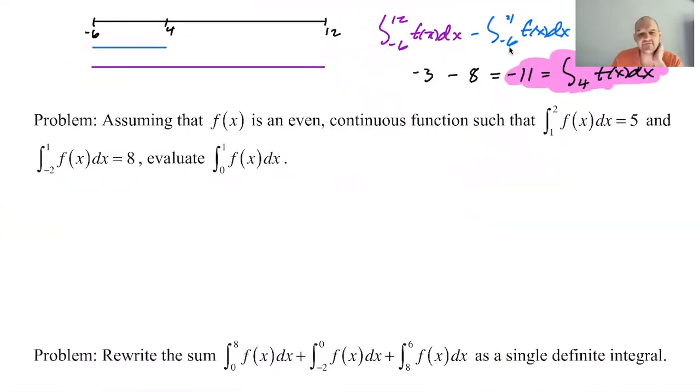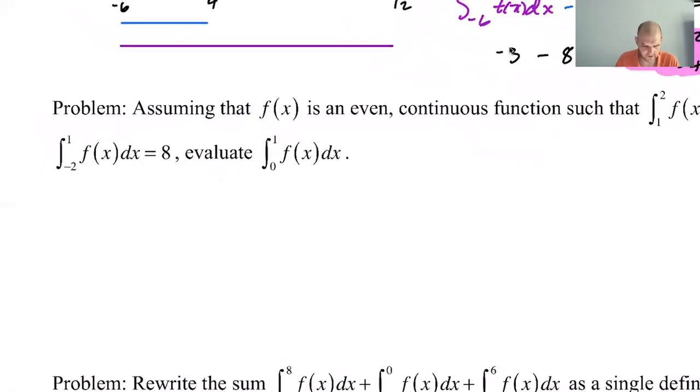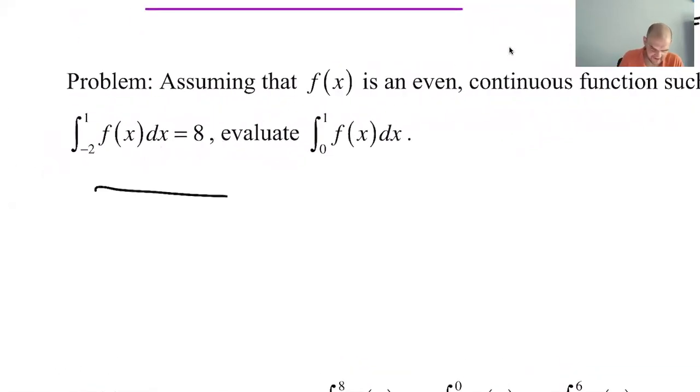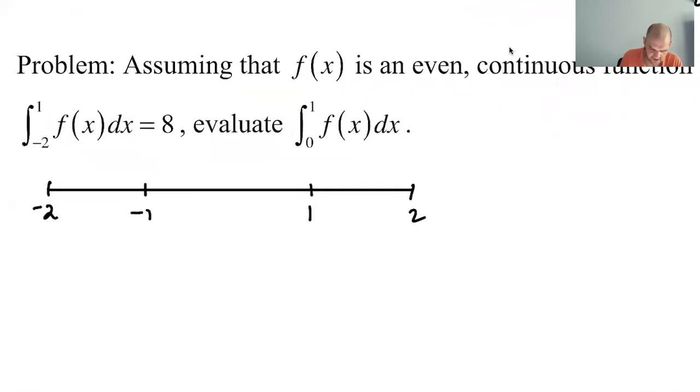Assuming f of x is even, so they're like puzzles, and I love that. f of x is an even, continuous function, such that the integral from 1 to 2 is 5, -2 to 1 is 8, and we want 0 to 1. All right, so I'm thinking, draw a number line that goes from -2 to 2, and put 1 on it. I think I'm going to put -1 and 1 on it, and 0, because the question is about 0.